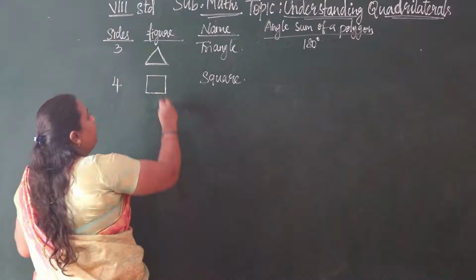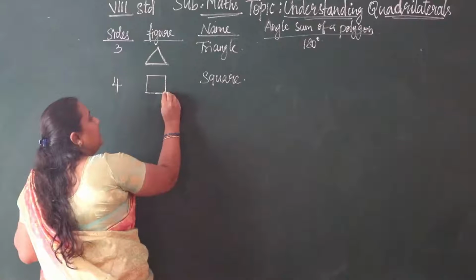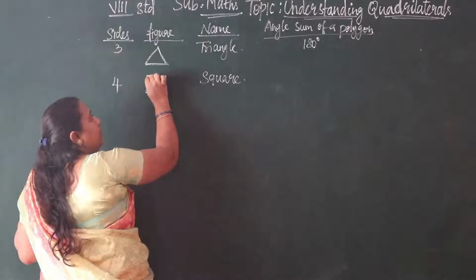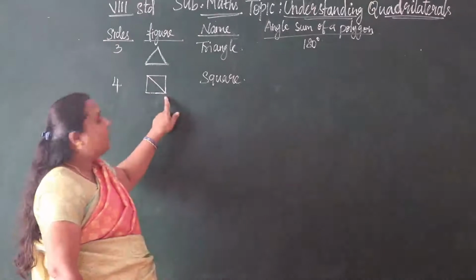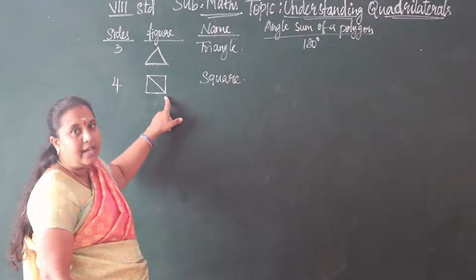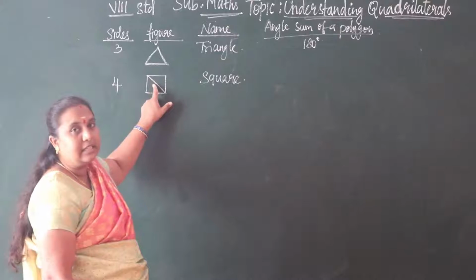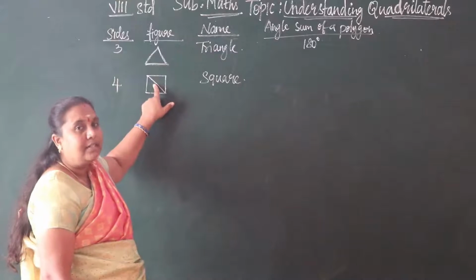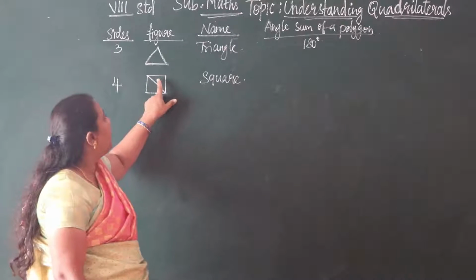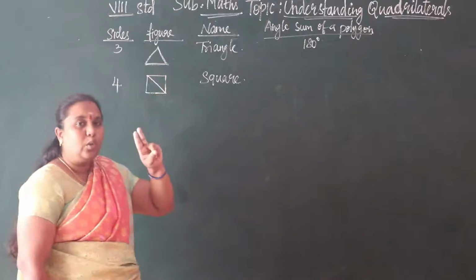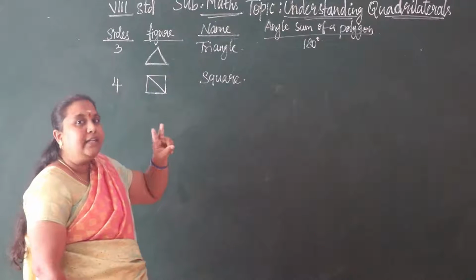So here we want to draw a diagonal from a vertex. We can form two triangles in this quadrilateral by forming a diagonal. So here we have two triangles, so 2 into 180 degrees.